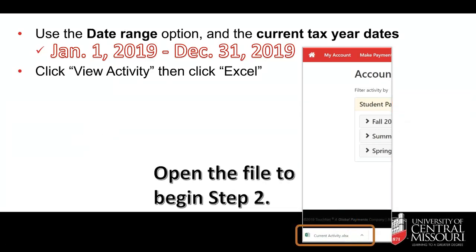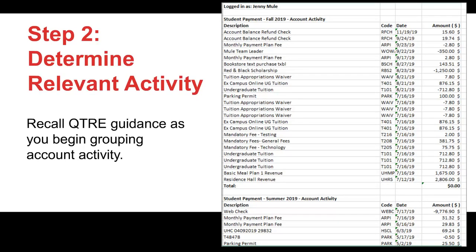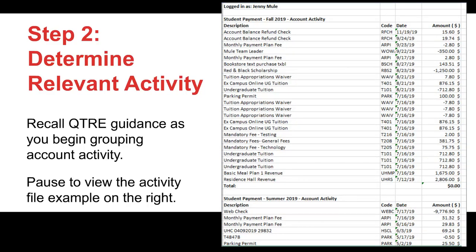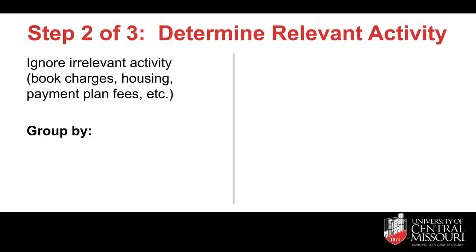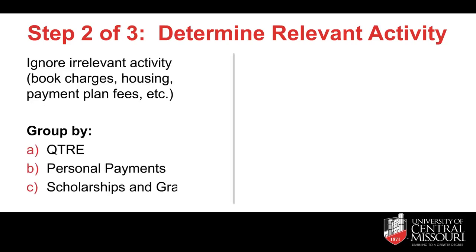Open the file to begin grouping account activity. When you open the downloaded file, the activity will look similar to the example on the right. Please pause to view the activity and consider which of these charges look like tuition, mandatory fees, and course or program fees. Regardless of the semester, begin grouping your account activity by QTRE, personal payments, or by scholarships and grants.